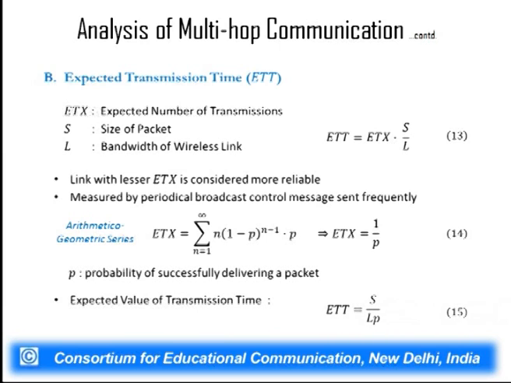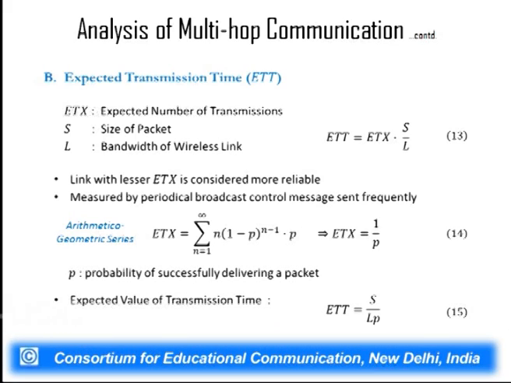Okay, so if you just put values from n equal to 1, it says it goes from n equal to 1 to infinity. If you go on putting values n equal to 1 and see what the first term of the series comes out, then the second term, and if you do it, you will find that this is an arithmetico-geometric series. So you can apply the summation rule of AG series, and you will find that this is nothing but the reciprocal of P, 1 by P. And P is what? The probability of successfully delivering a packet.